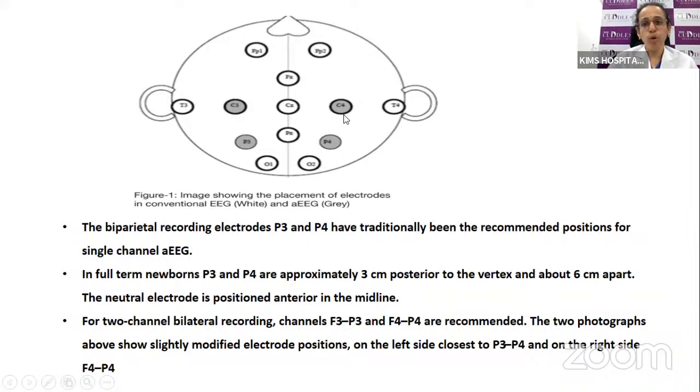So it should not be too close, so that the readings will not get disturbed and misinterpreted. There should be sufficient space between these two electrodes, and they should be at an equidistance from the midpoint on either side of the scalp. So channels F3 and P3, F4 and P4 are generally recommended. You can see the same positions on the scalp of this baby, both on the right side as well as the left side.